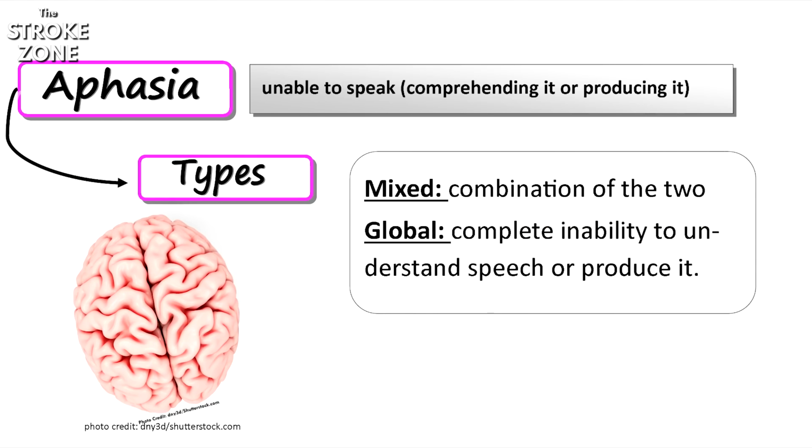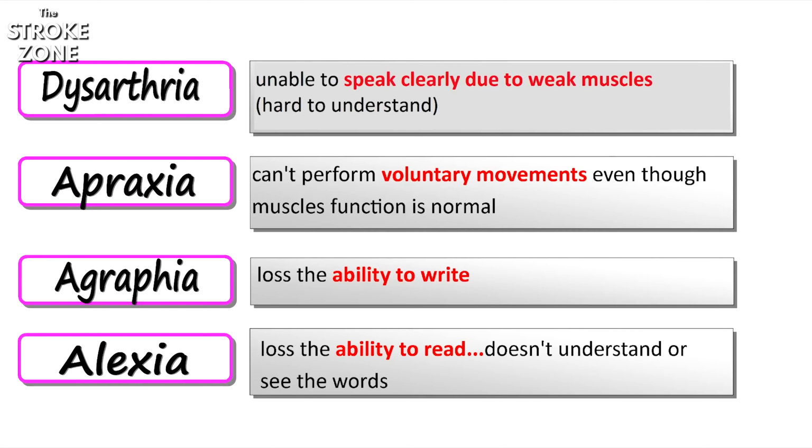Then you can also have a combination of both expressive and receptive, and this would be called mixed. And then there's global, where there's just a complete inability to understand speech or produce it. And this is in really severe cases of stroke. The patient can also have dysarthria, which is where they will be unable to speak clearly due to weak muscles. So they will be hard to understand. And that goes back to the slurred speech in the S of the mnemonic FAST.